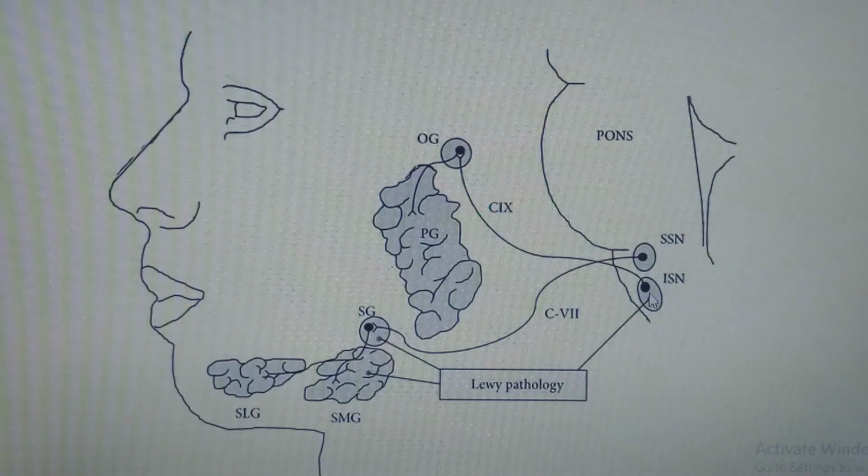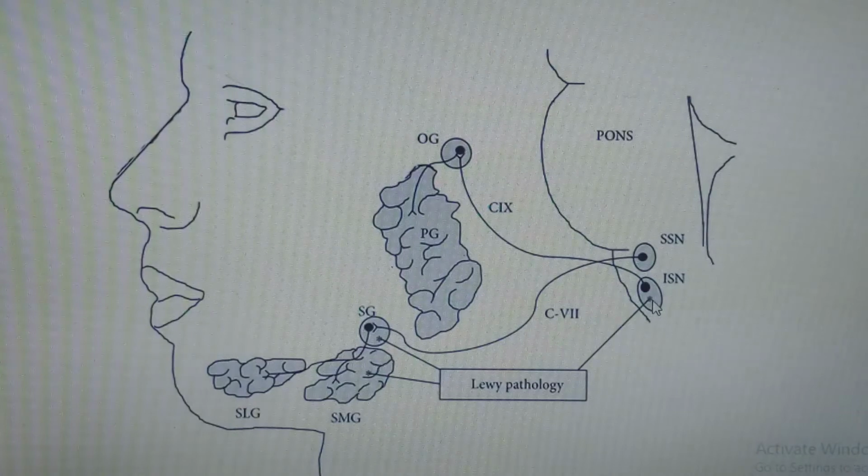Then we'll be interested in knowing that the inferior salivatory nucleus will be supplying the superior gland. Although the parotid gland is at a higher level, it will be supplied by the inferior salivatory nucleus. That's what we are going to see. It does so via cranial nerve 9. I will go through these.